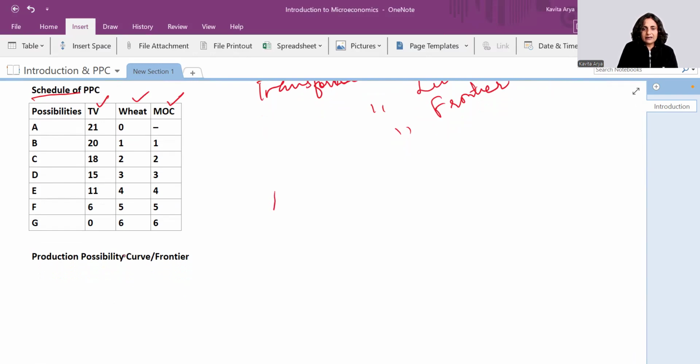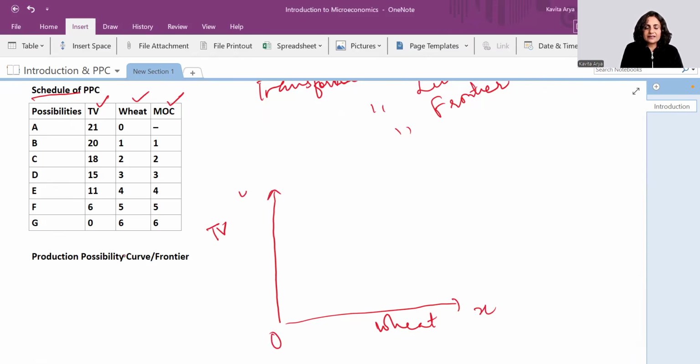I'm just making it here. How do I get to know what is to be written on the x-axis and what is to be written on the y-axis? The things which are gaining would be written on the x-axis, and the things which are being reduced are on the y-axis. This is O, the origin, the x-axis and the y-axis, right?